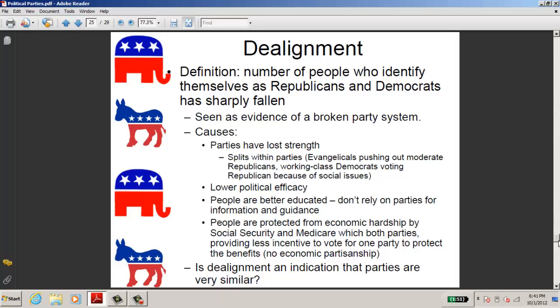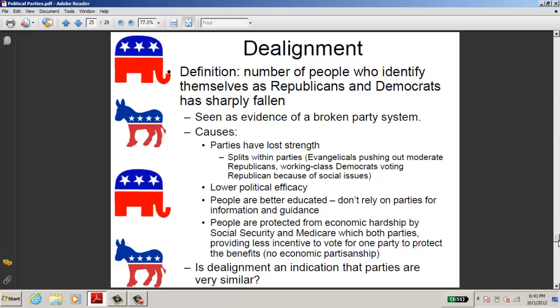Also, people are better educated. Once upon a time, we talked about political parties as a source of labeling. They label candidates. Well, today people are better educated. They don't rely on their parties for their information and their guidance, because of the proliferation of the news media and the internet, people can get this information independently. They don't need the party newspaper to pass that information down.